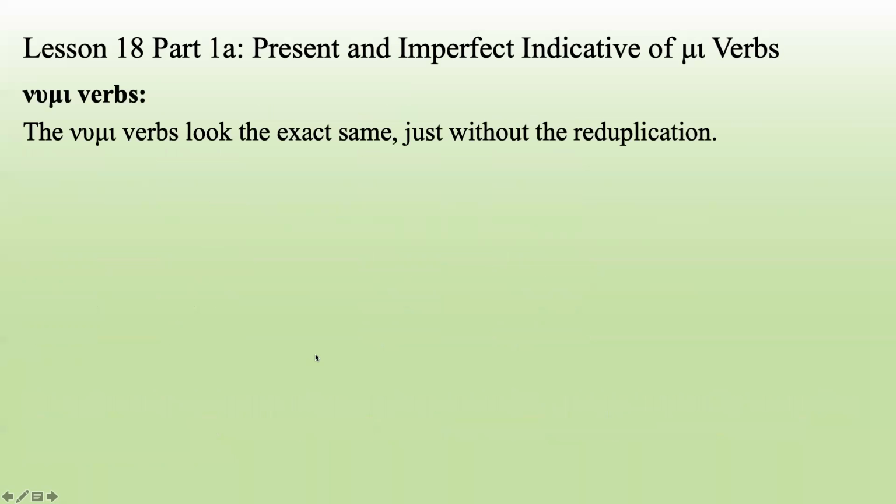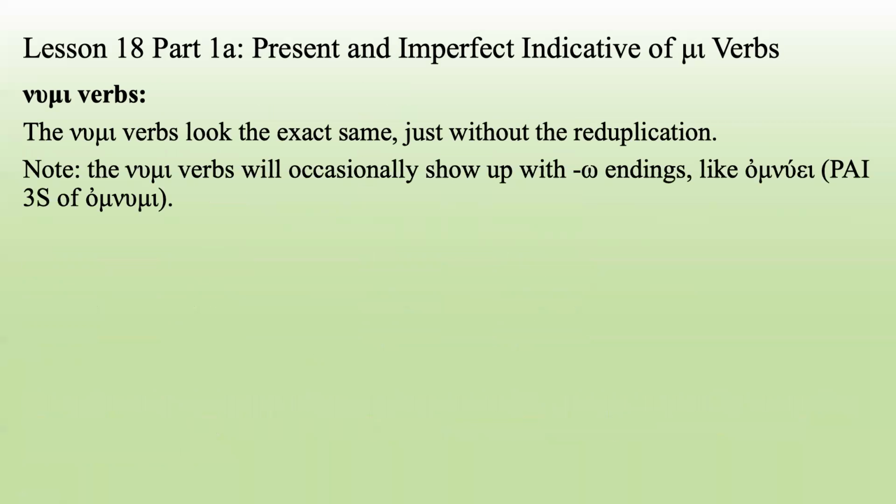νυμι verbs. The νυμι verbs look exactly the same, just without the reduplication. Now note, the νυμι verbs will occasionally show up with ω endings like ὀμνύει, which is the present active indicative third singular of ὄμνυμι.